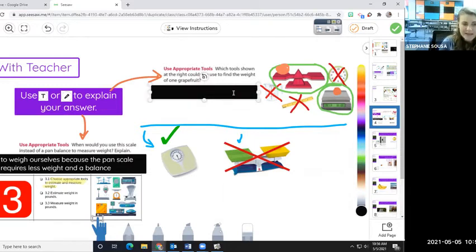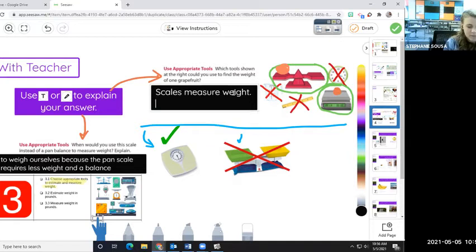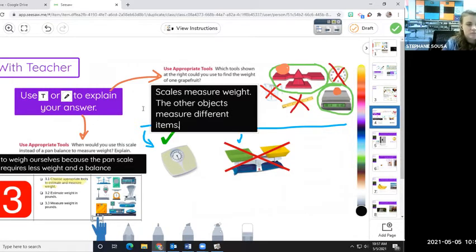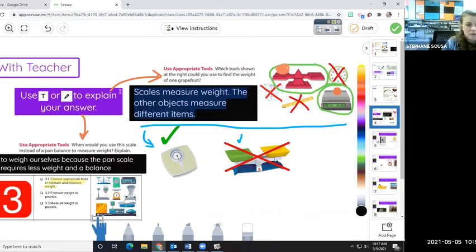So we use a scale to measure, because scales measure weight. The other objects measure different items. Like a ruler is going to measure the length. A measuring cup is going to measure the capacity, and a clock is going to measure the time. These are different objects that we can measure.